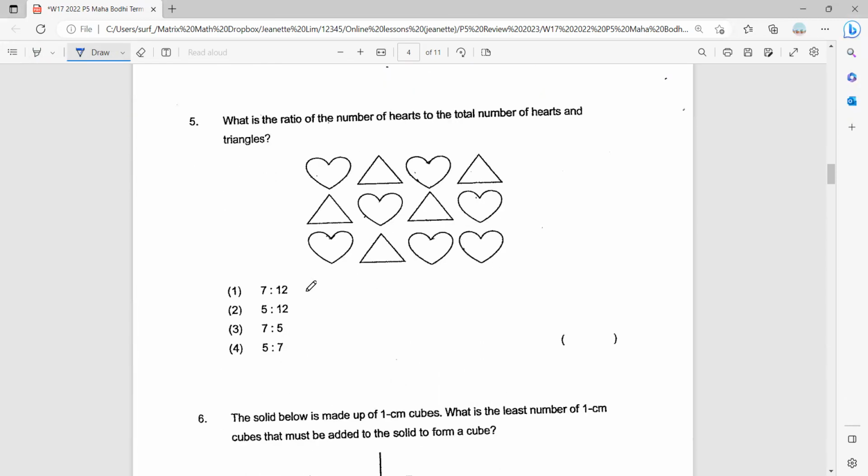What is the ratio of the number of hearts to the total number of hearts and triangles? Okay, number of hearts: 1, 2, 3, 4, 5, 6, 7. So this one is 7. Total number will be 12. So answer is 1.